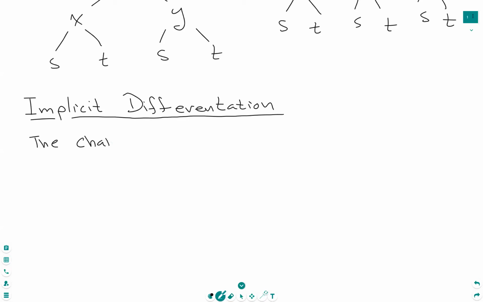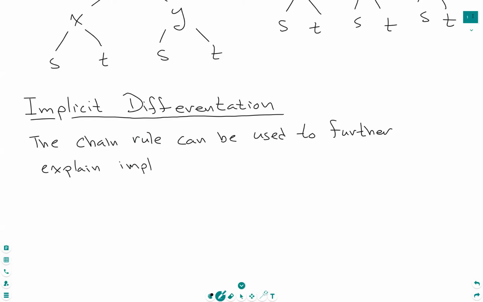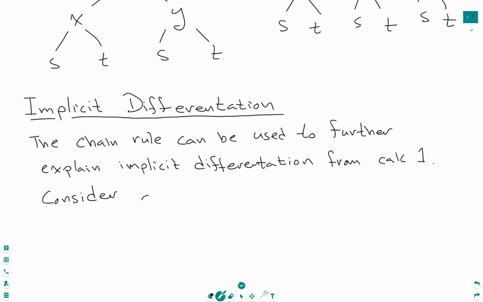So the chain rule can be used to further explain implicit differentiation from Calc 1. So consider a function that we'll call capital F, and it relies on x and y.